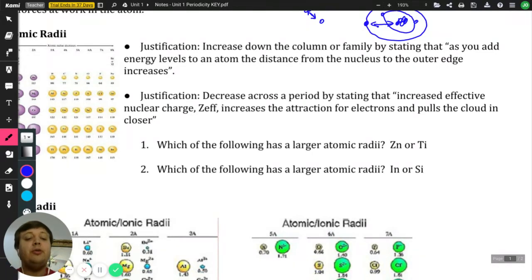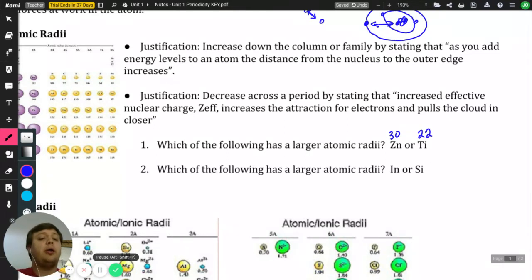So for this, you do need a periodic table. Hopefully you've gotten a periodic table. Go ahead and pause if you haven't, but let's go ahead and solve this problem. It says, which of the following has a larger atomic radius? So I've got zinc and titanium. If you look on your periodic table, zinc is number 30, and titanium is number 22. I'm trying to compare those and see which one has the larger radius.